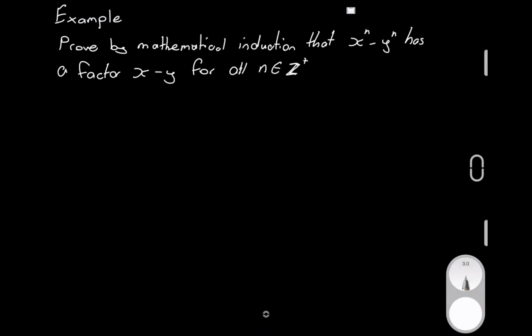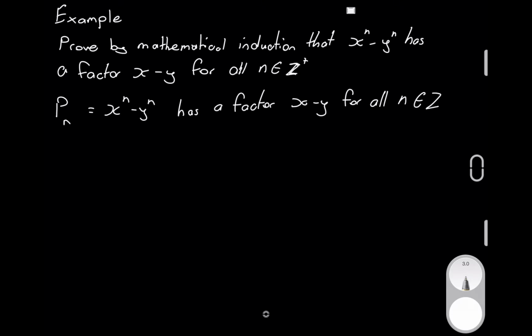Alright, so welcome back to this example. The example that we've got here is: prove by mathematical induction that x to the power of n minus y to the power of n has a factor x minus y for all positive integers n. So let's take Pn to be: x to the power of n minus y to the power of n has a factor x minus y, for all positive integers n.